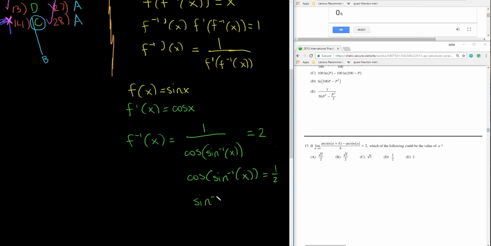So now we're asking for the arcsine of x equals pi over 3, to which we say x equals the sine of pi over 3, aka root 3 over 2. So there you go. Not the most elegant way to do it, perhaps, but I bet if we scroll down, the answer to 17 is going to be B.